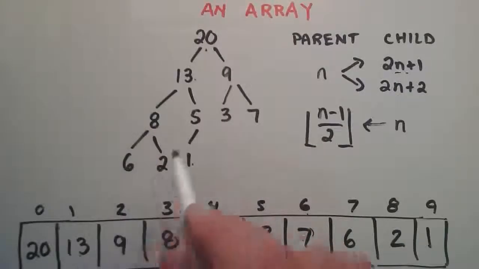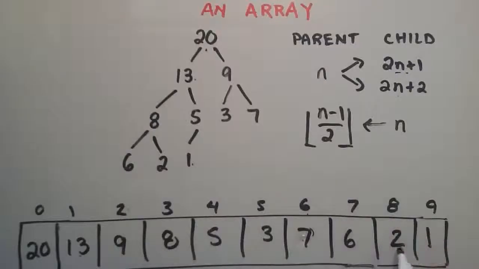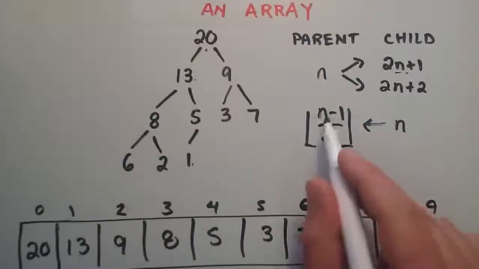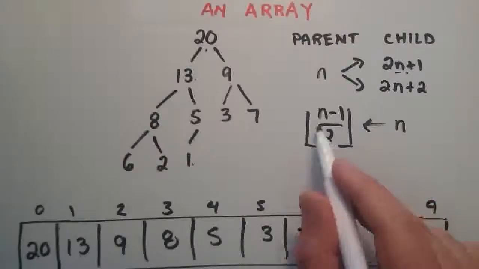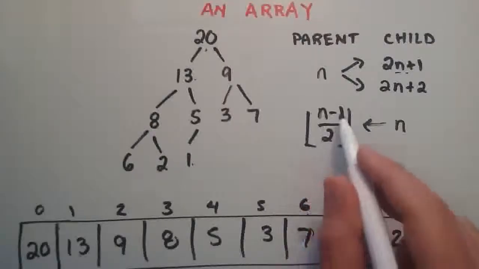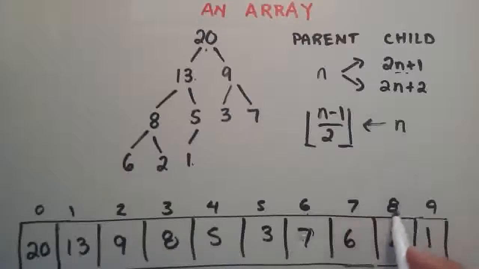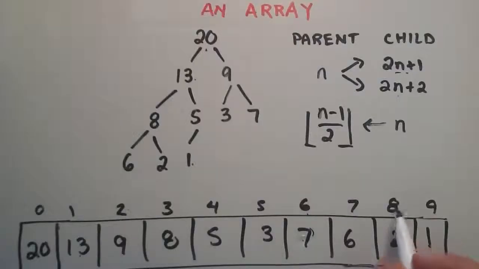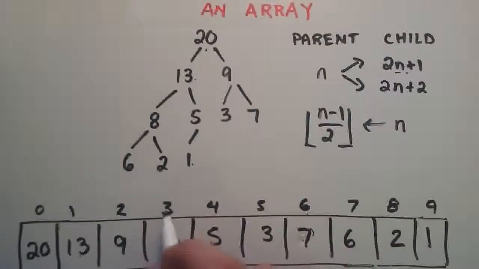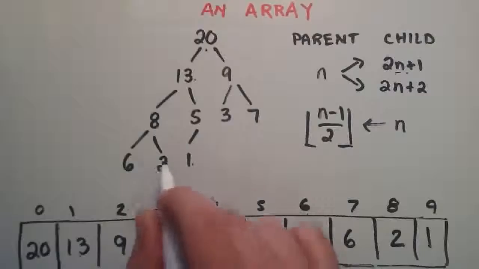And we can also look at, if we wanted to, this one right here, 2 is located in index 8, and so we plug our index 8 in here. 8 minus 1 is going to be 7. 7 divided by 2 is 3.5. We take the floor of that number, which becomes 3. We ended up with 3 as our result when we plugged in the value 8. So the value in index 8 is the child of the value in index 3. So 2 is the child of 8, just like we see in our graph here.